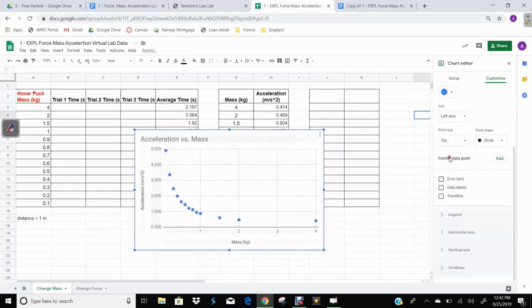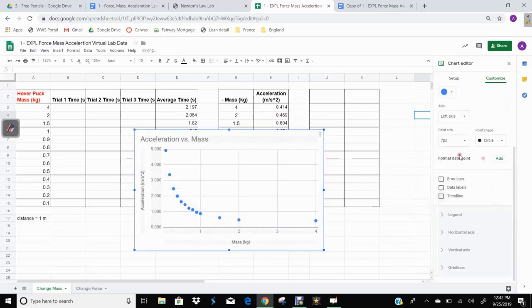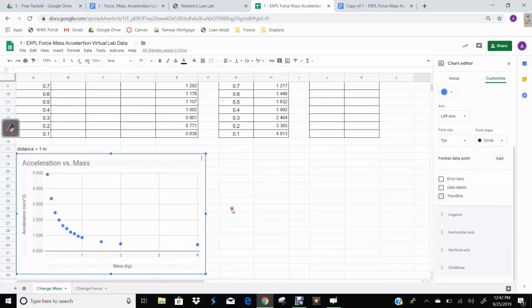If you prefer to have the trend line on there, you can, but it is not necessary for the curved graph, and it doesn't look very good anyway, so I'm probably just going to take mine off. So we've got a hyperbola here. Okay, we need to linearize that.